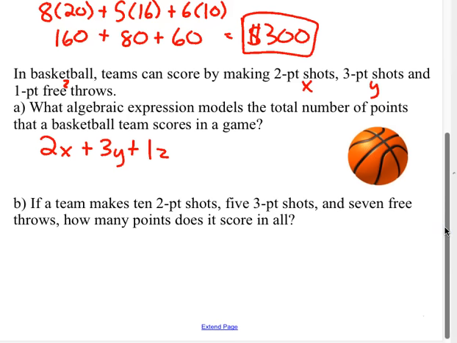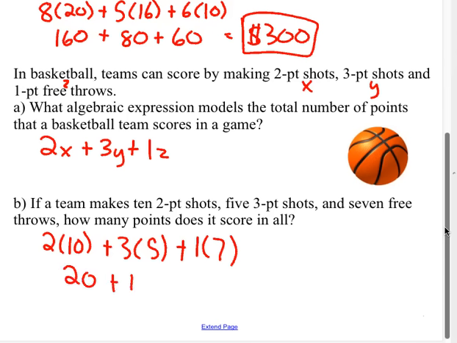So now let's take a look. Let's say they make 10 of those 2-point shots, 5 3-point shots, and 7 free throw shots. So 20 points plus 15 points plus 7 points. You add that all up, and this team will have gotten 42 points that game.